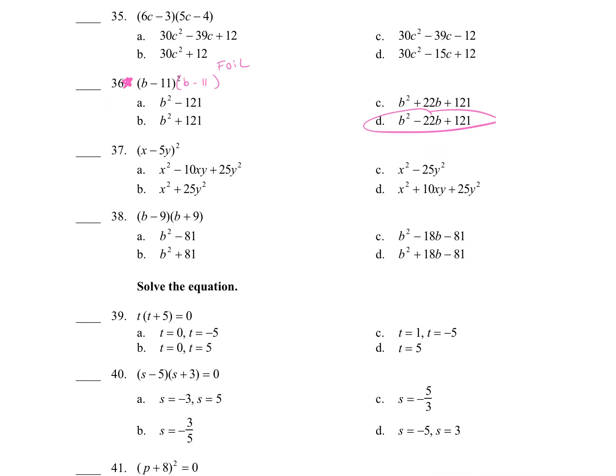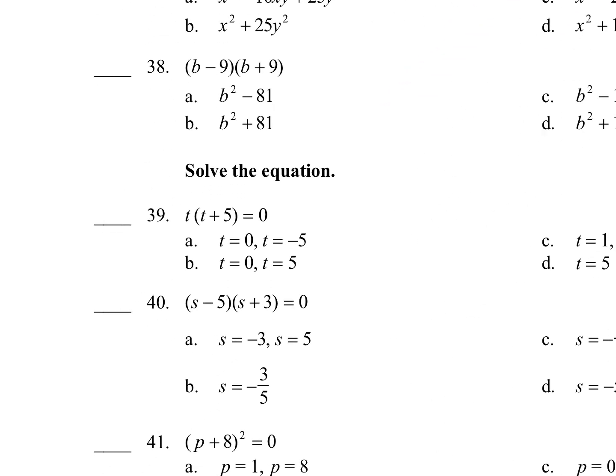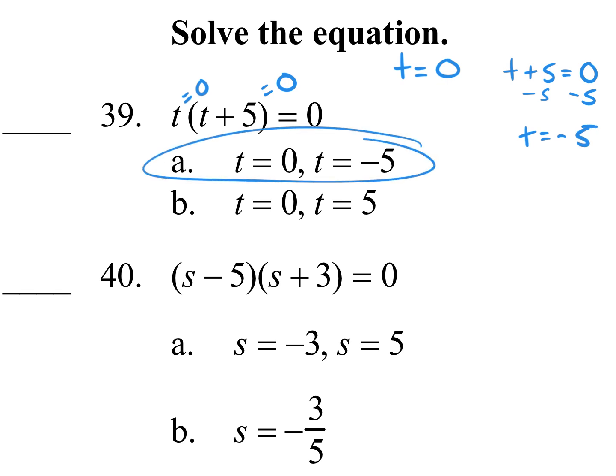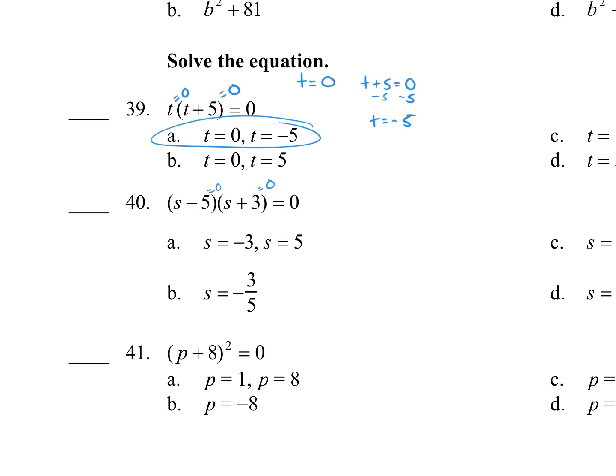38, FOIL. 39. Here we're solving the equation. We did this in the last chapter. We set both things equal to 0 and just solve. So t is equal to 0 and t plus 5 equals 0. So we subtract 5 on both sides. T is equal to negative 5. So that would be A. So just set each part equal to 0. Same thing with 40. Set each piece equal to 0 and solve.